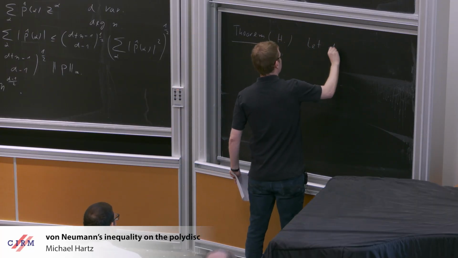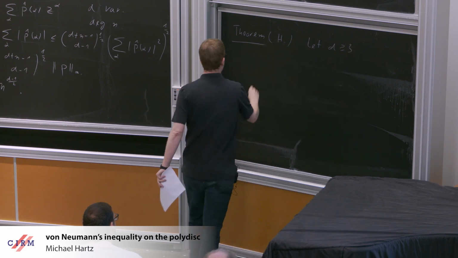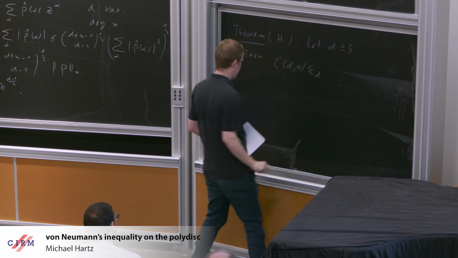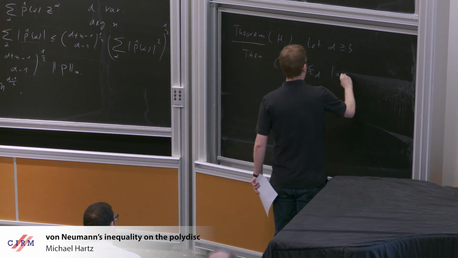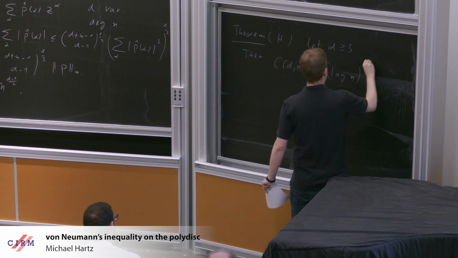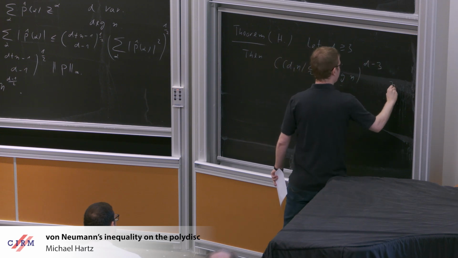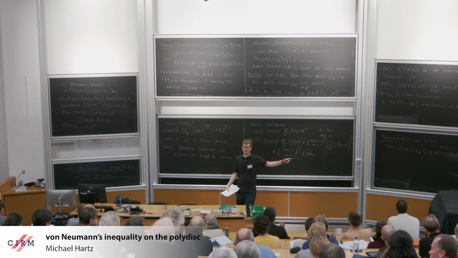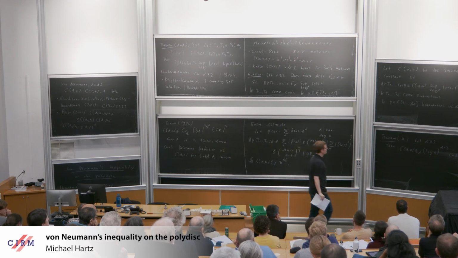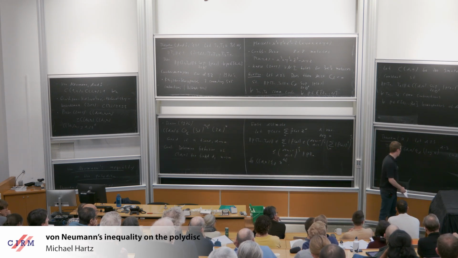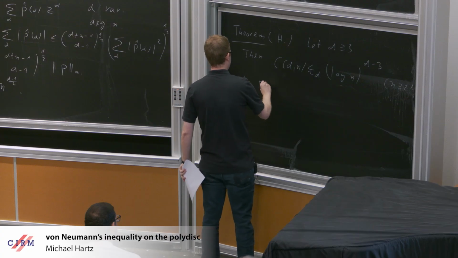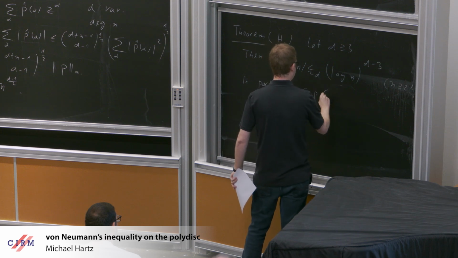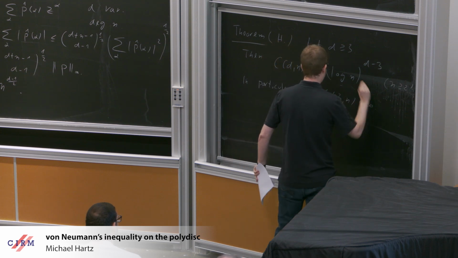Again, all of this is only interesting if d is at least 3. Then what you can show is that C_{d,n} is at most some constant depending on d times log n to the d minus 3, let's say for n at least 2. So you don't just get polynomial growth, you get logarithmic growth. In particular, this is interesting if d is equal to 3, because then this is a constant. So in particular, you get that the sup over all n of C_{3,n} is finite.